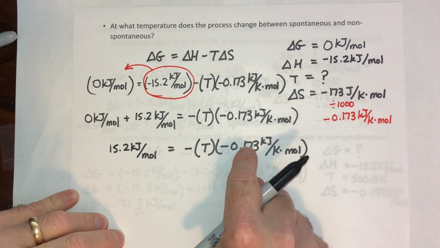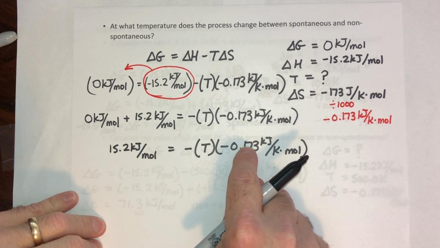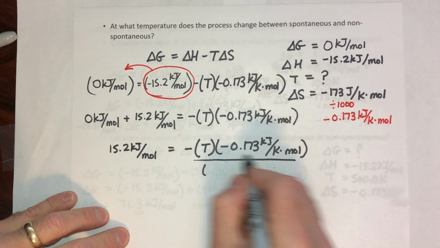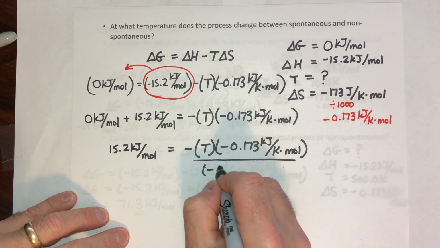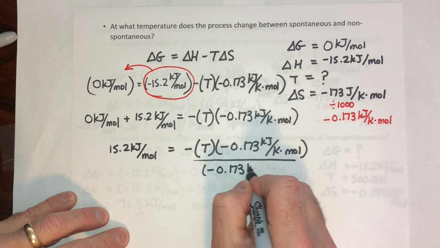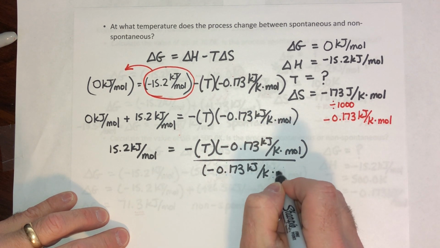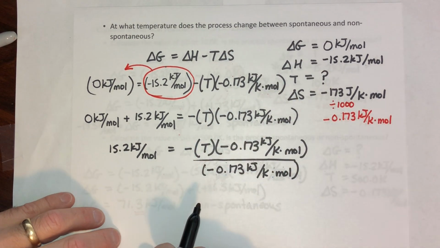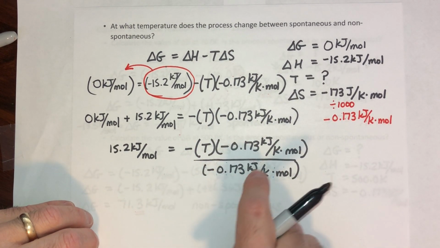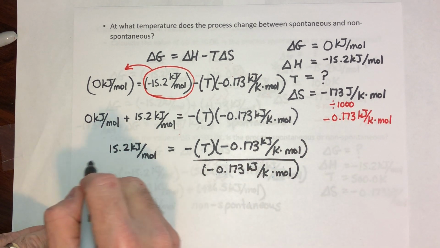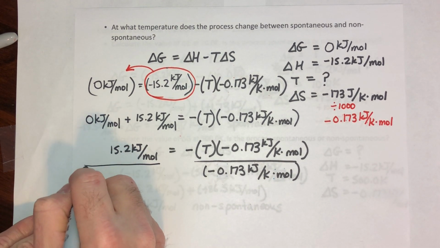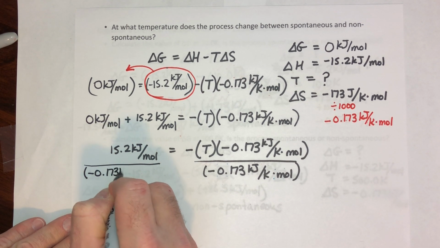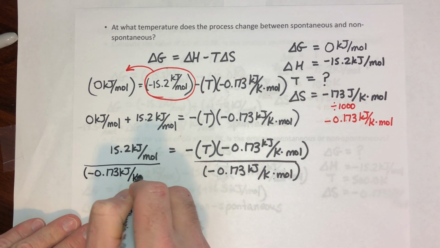So if you are multiplying something, the opposite of multiplying is dividing. So I'm going to divide this side by everything in this bracket. The minus, the 0.173, the kilojoules, the kelvins, and the moles. Right? If you want to get rid of it, you divide it off. And this is math. So whatever you do to the right side of the problem, you also have to do to the left. So I'm also going to divide this by a negative 0.173 kilojoules, kelvins, dot moles.